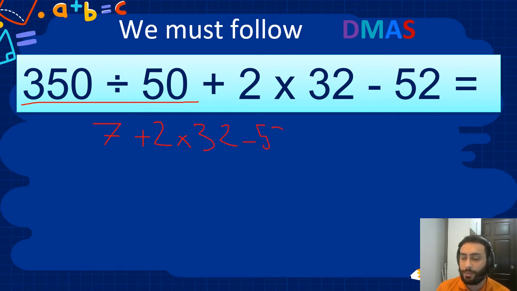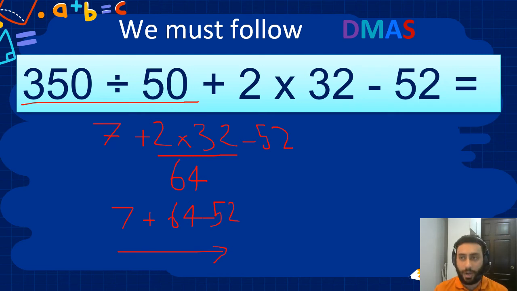Hey, can I do this now? No. You must do multiplication. So, 2 times 32, which is 64. So, 7 plus 64 minus 52. Oh, now we can go from left to right. So let's do it. 7 plus 64. 4 plus 7 is 11. With this, it's 71. So now it's 71 minus 52.